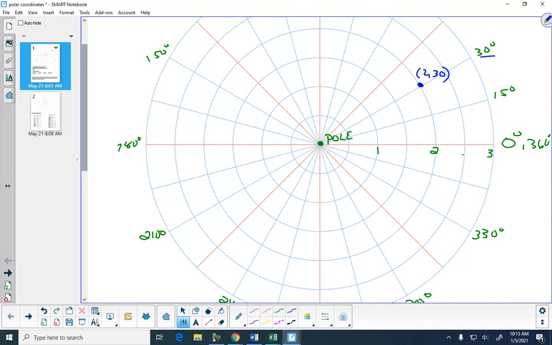Now, if you wanted to count out 2 units first and go to the circle of 2 units, and then go up to 30 degrees, that is fine. Or if you want to go to the 30 degree line first and count out 2 units, that is fine. You could do it either way. It's just like plotting on an XY coordinate system. You could go out X and then up Y, or you can go up Y first and then out X. It does not matter. There's always more than one way, once again, to skin the proverbial cat.